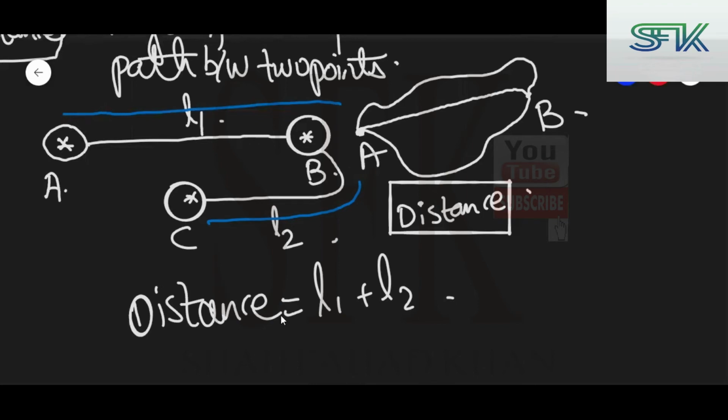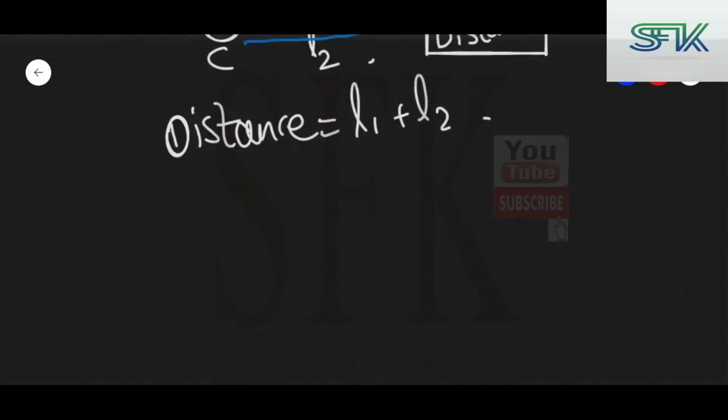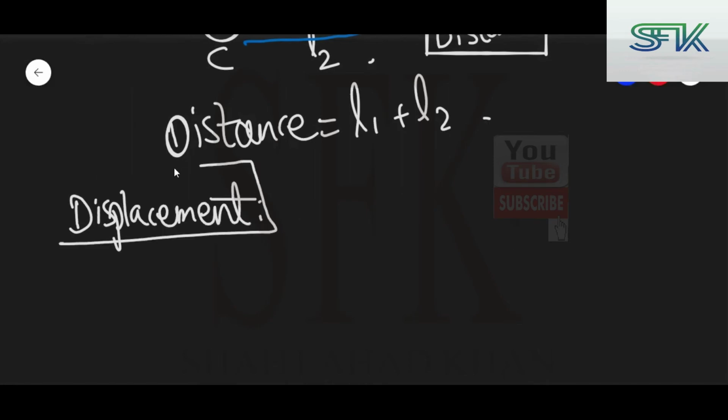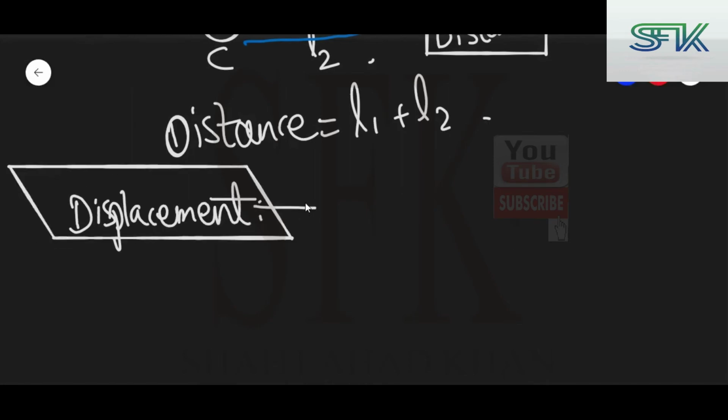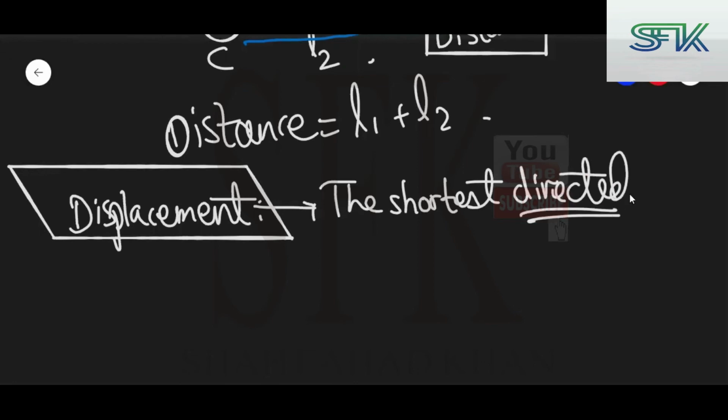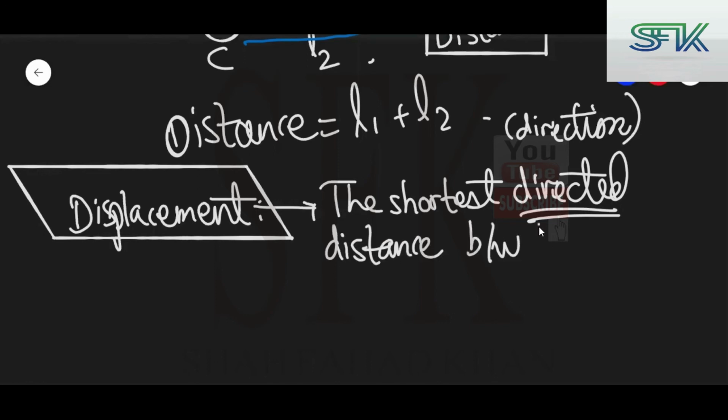But now if you talk about displacement, what is displacement? Displacement by definition, and this is actually important, is the shortest directed distance. If you look at the definition, there is the word directed in it. Directed is referring to the direction, correct? So the shortest directed distance between 2 points is known as displacement.